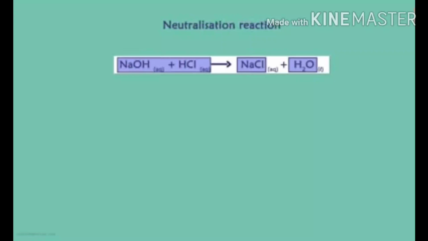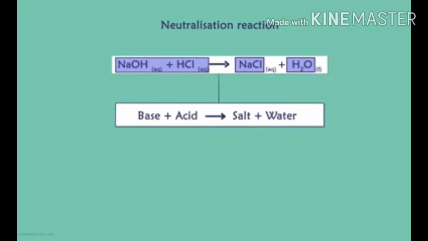The reaction taking place is called a neutralization reaction, and it can be written as shown here. So in this example, we had taken sodium hydroxide as the base and hydrochloric acid as the acid. And what was the result? The result was the formation of sodium chloride, which is a salt, and water.